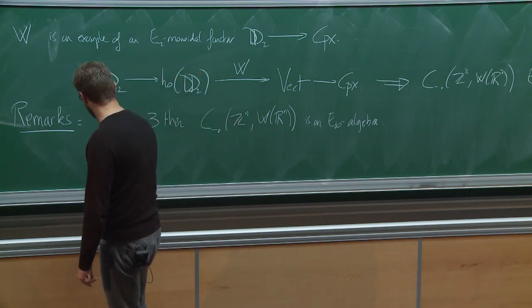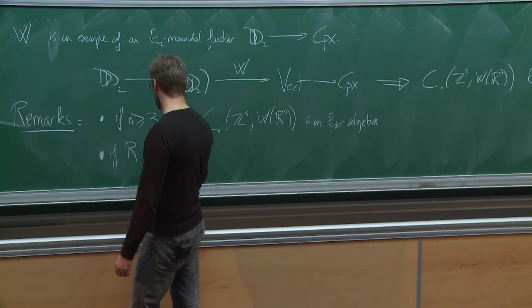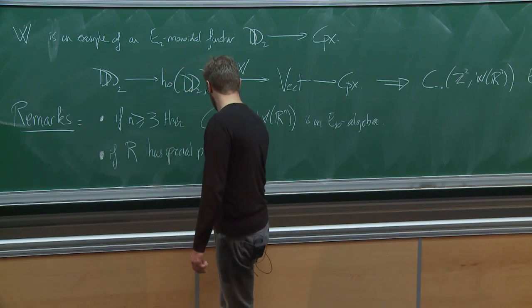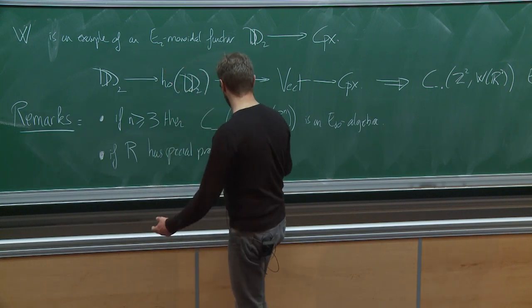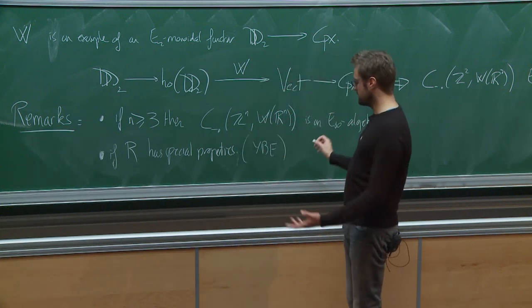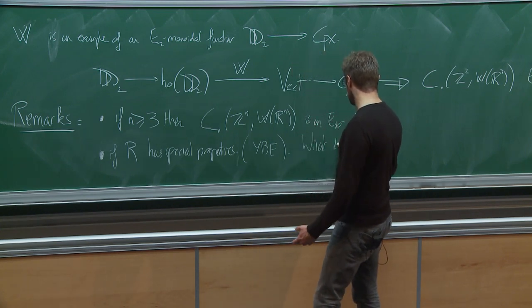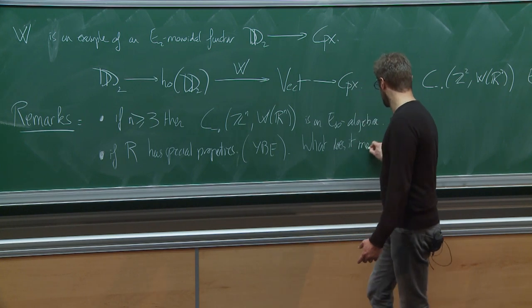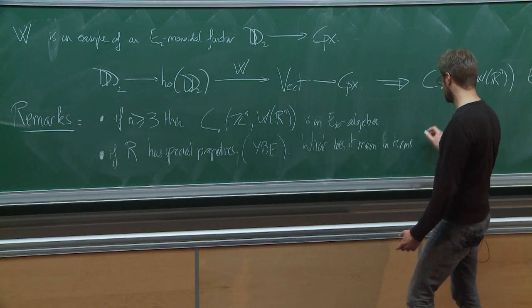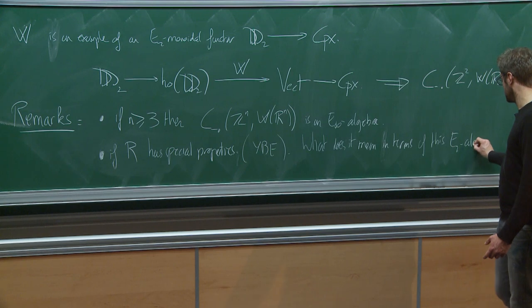Another question I have is, if the R matrix has special properties, let's say assume it satisfies the quantum Yang-Baxter equation, what does it imply in terms of this E2 algebra structure? I actually have no idea.